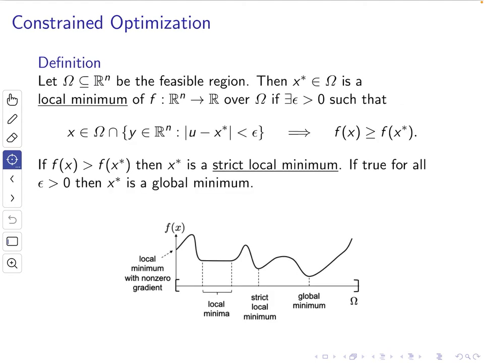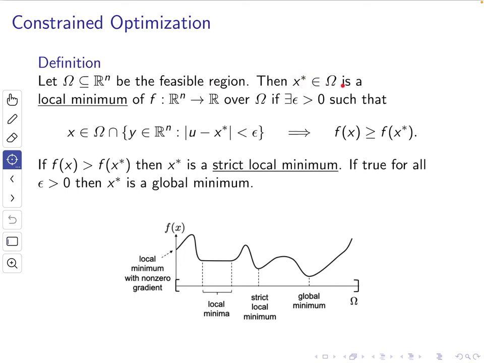All right, so we need to talk about all this, and we need some definitions. Let's start out; we'll use omega to indicate the set of Rn that is feasible. So for example, if you're on the real line, omega may be some subset of the real line. So omega is the feasible region.